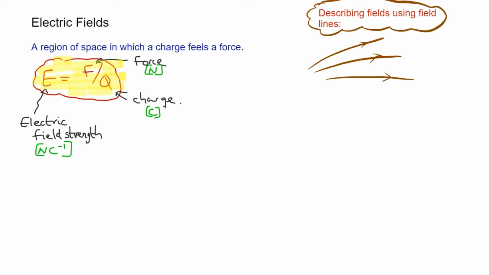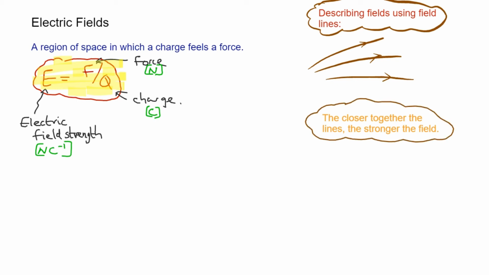The other thing you might notice is that in my particular drawing, the field lines are swooping away from each other. That also has some significance, and there are really two things to bear in mind about field lines. The first thing is that the closer the lines are together, the stronger the field is. The closer the lines, the stronger the field.